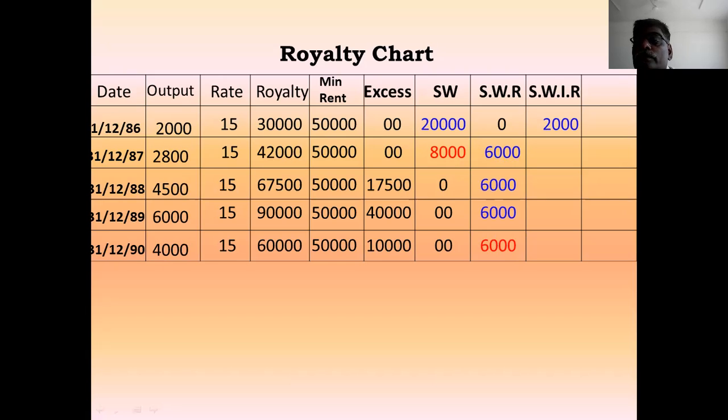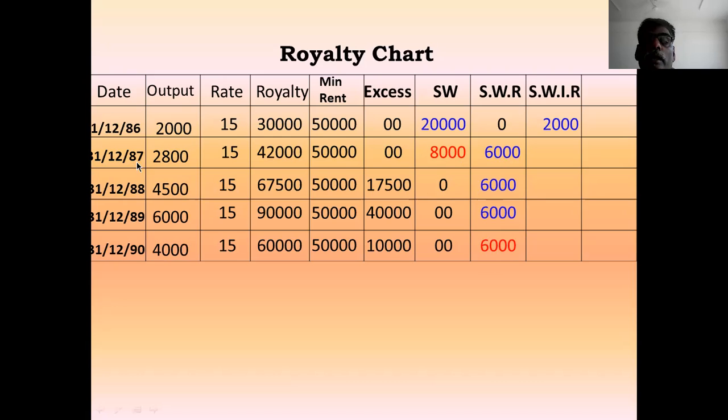Okay, but you see here it is not possible to recover because here is the short working. And out of this 8,000, it is possible to recover only 6,000, because in these 2 years it is not possible to recover. Therefore, out of 8,000 it is possible to recover 6,000 and 2,000 is irrecoverable. It is confirmed.